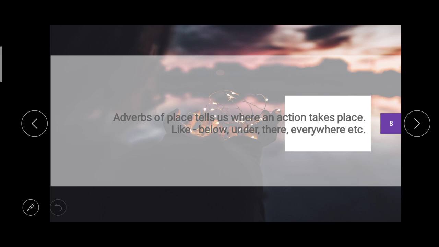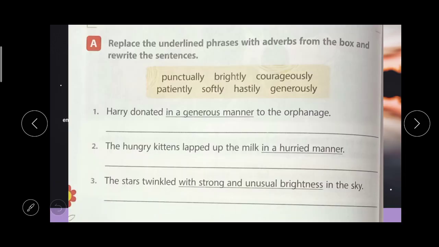So now students, let me show you the exercises relating to these adverbs. Here comes exercise number A, where the question is: replace the underlined phrases with adverbs from the box and rewrite the sentences. You can see that in the sentences some phrases are underlined, so we have to change them with the adverbs given in the brackets. Let me show you the answers.